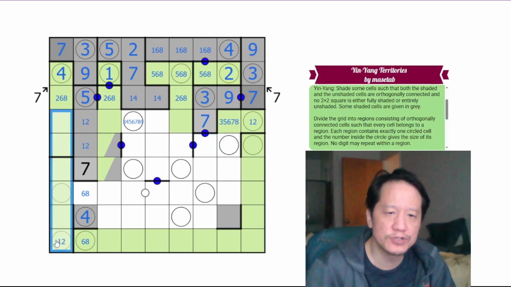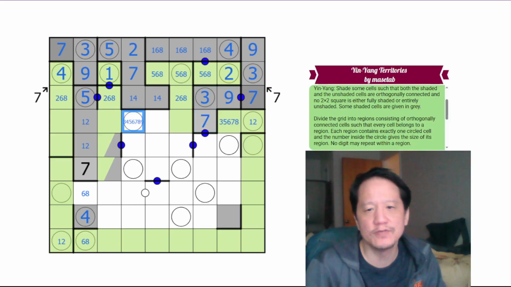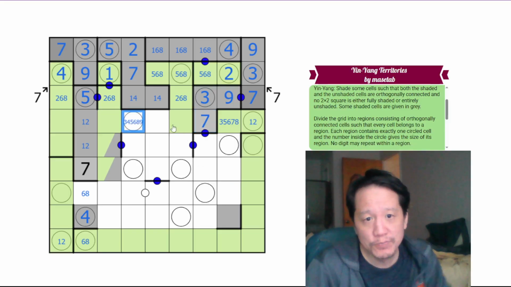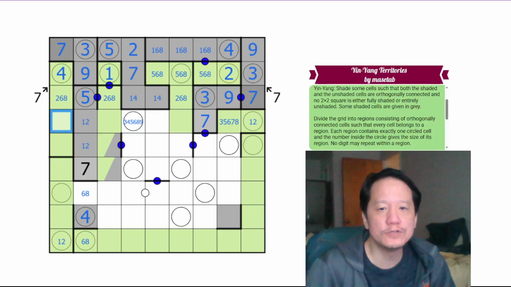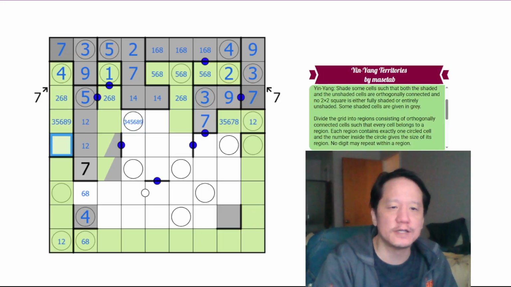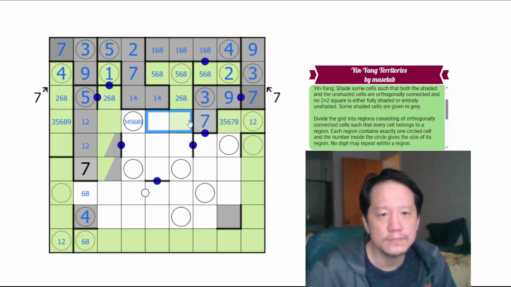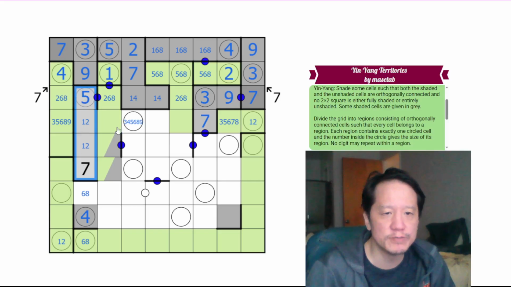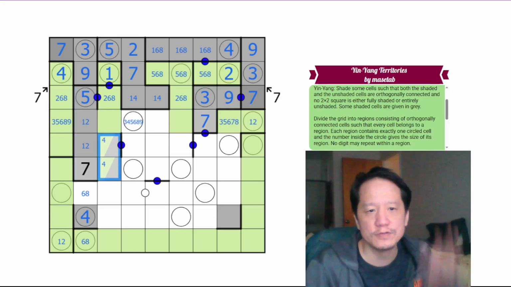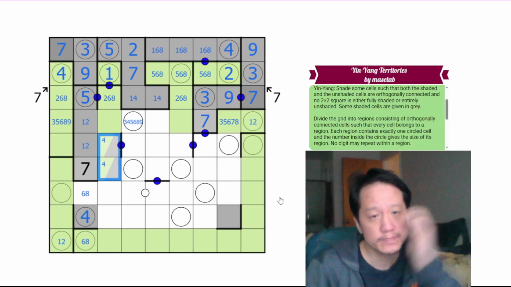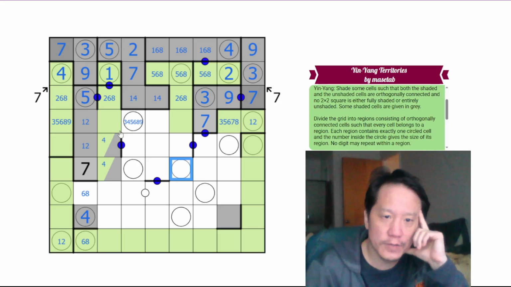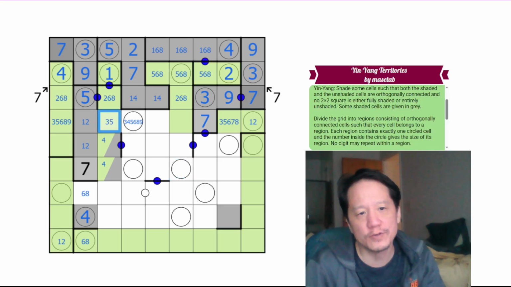There's not as many restrictions here. This 7 eliminates 7 here. This can't be 1, 2, 4, or 7, so we have 3, 5, 6, 8, and 9 there. Okay. So this adds up to 19, which means we have a 4 guaranteed in one of these two cells. Okay, this can't be 1, 2, 4, or 7, so we have 3, 5, 6, 8, and 9.